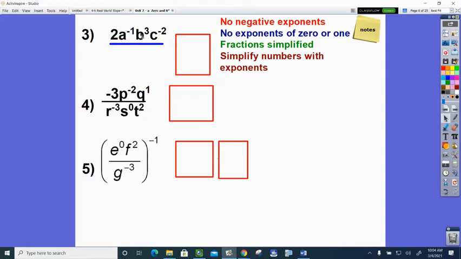The b to the third is positive. He stays put. But the c to the negative 2 will reciprocate and move to the denominator and become c to the second. The 2 stays, a to the first on the bottom. The b to the third stays, c to the second on the bottom. Now there's one more thing. That a to the positive 1, we're going to make that 1 the invisible 1. So notice I didn't write a positive 1 here. c to the 2, b to the third, a to the first, but make that exponent of 1 an invisible 1. Don't write that exponent, and then c to the second.